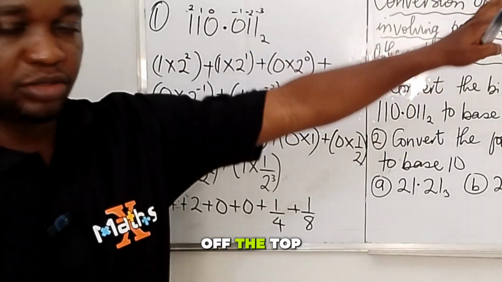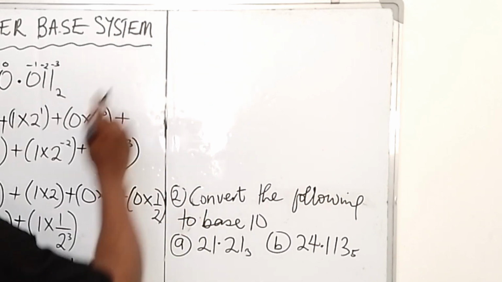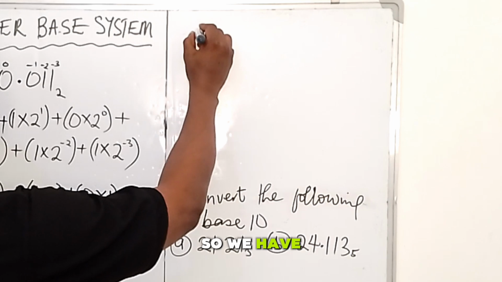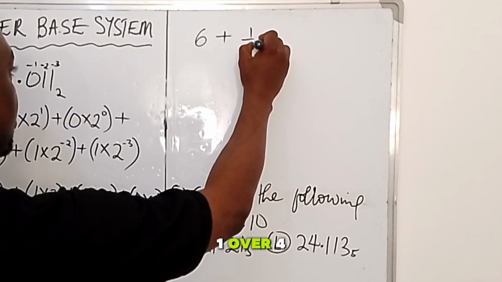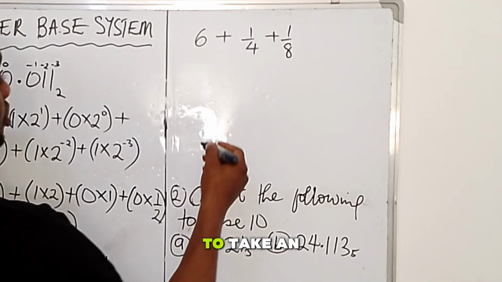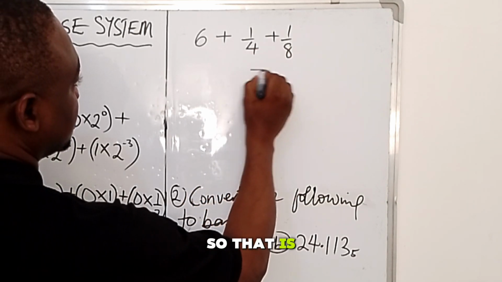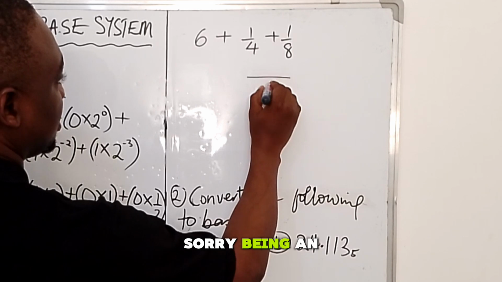I will take off the top part here. I need some space. So from here, we have 4 plus 2 is 6, plus 0 plus 0, that is still 6. So we have 6 plus 1 over 4 plus 1 over 8. It wouldn't hurt to take an LCM of just this side. So that is 8, my LCM being 8.